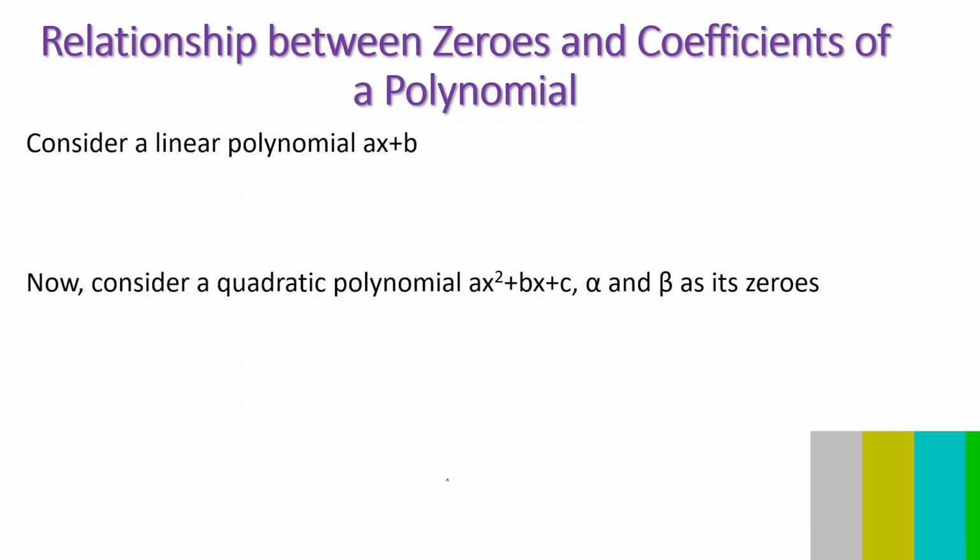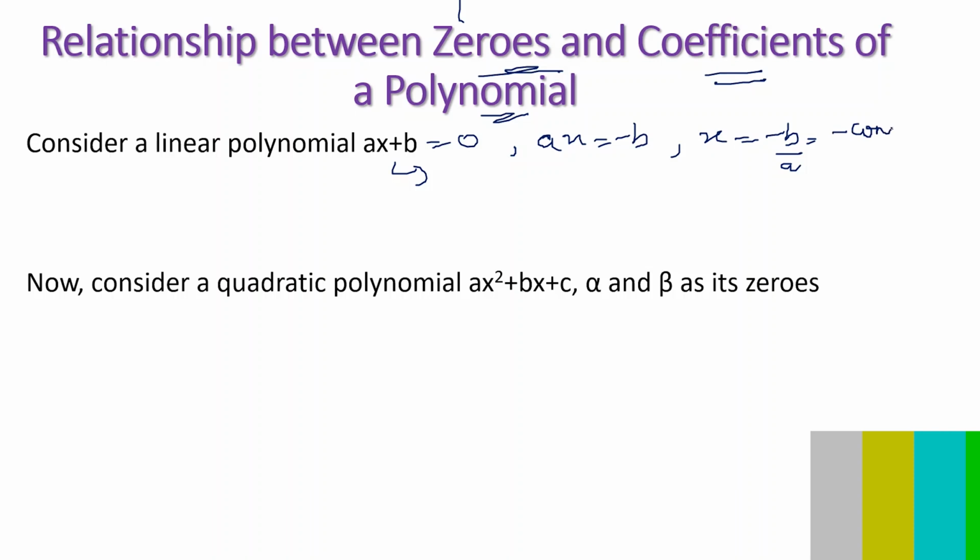Let's see what is the relation between zeros of a polynomial and the coefficients of the polynomial. Zeros and the coefficients, this we have done earlier also. First we'll be finding the zero of this polynomial. ax = -b, and x = -b/a, or we can say that this is equal to negative of constant term divided by coefficient of x. This is the relation between the zero and the constant and coefficient.